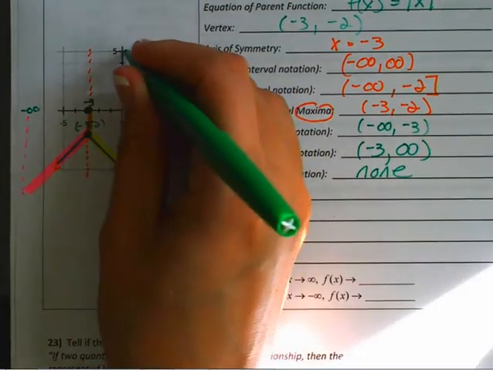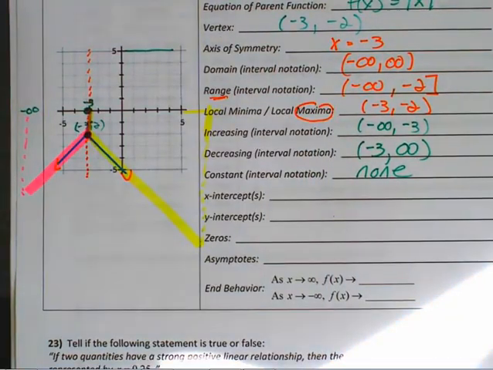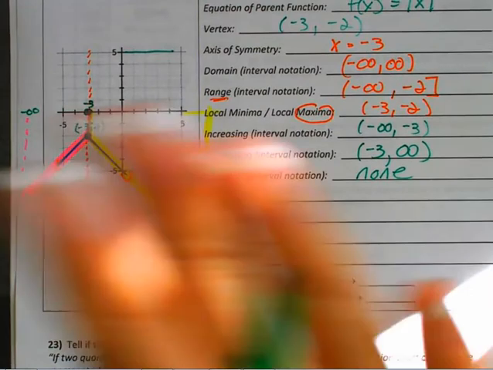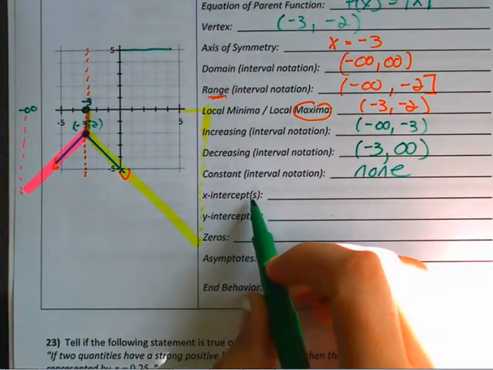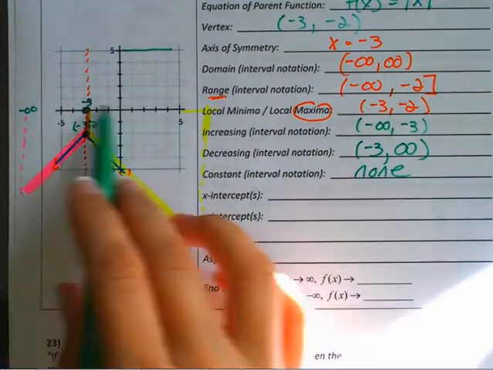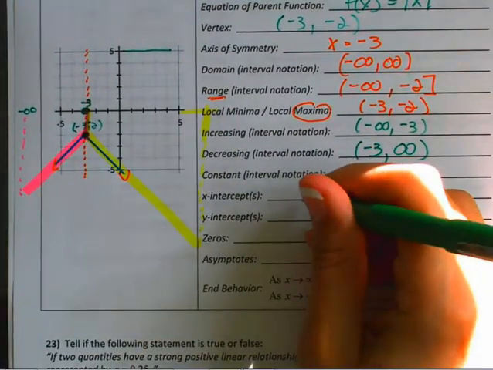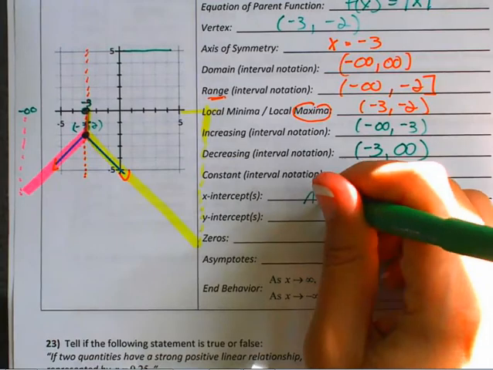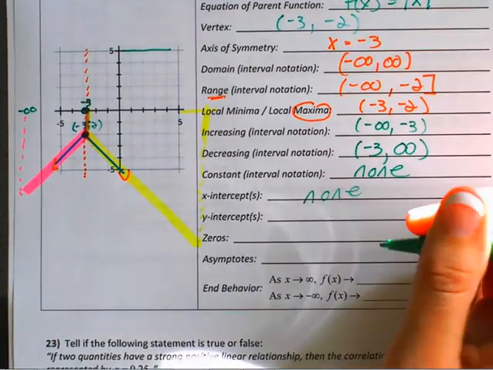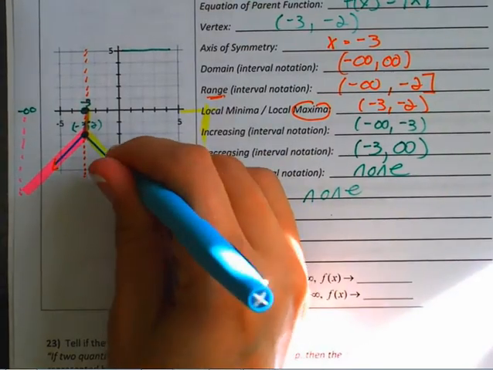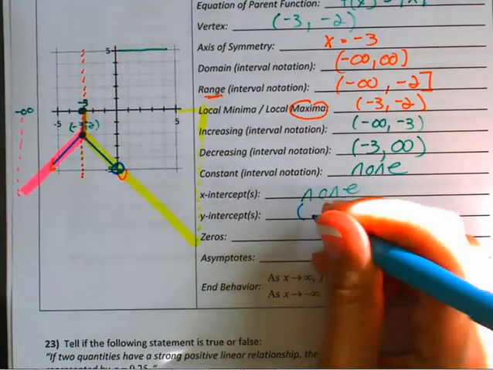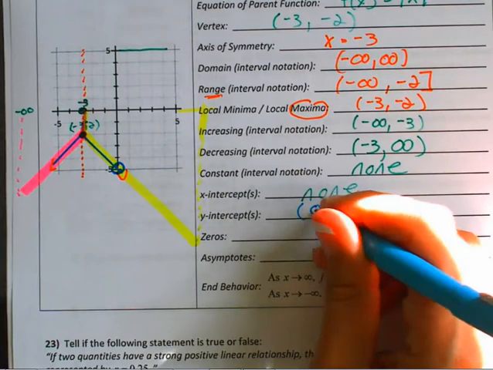If it's just going straight in a horizontal. Okay, we have the x-intercept. Notice that nowhere does it cross the x-axis, so there's no x-intercept. Y-intercept. The y-intercept is right here. So the y-intercept, we're going to list this as an ordered pair, is at (0, negative 5).